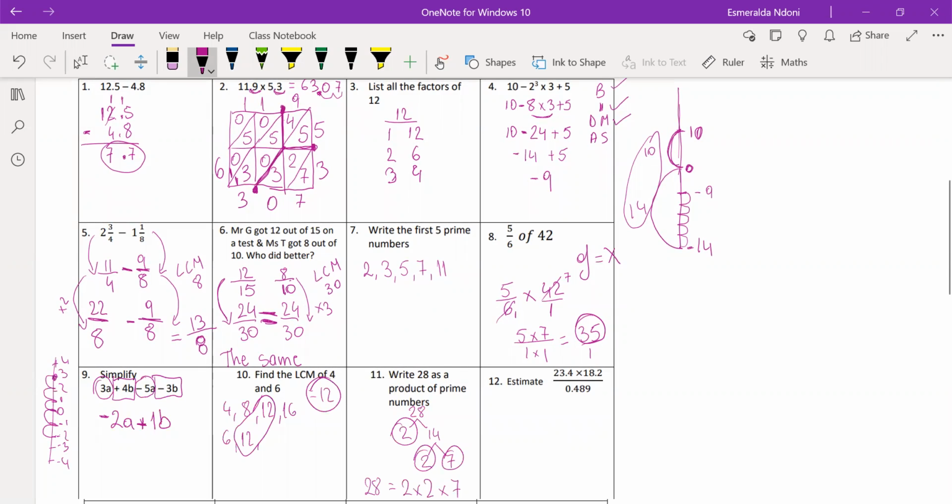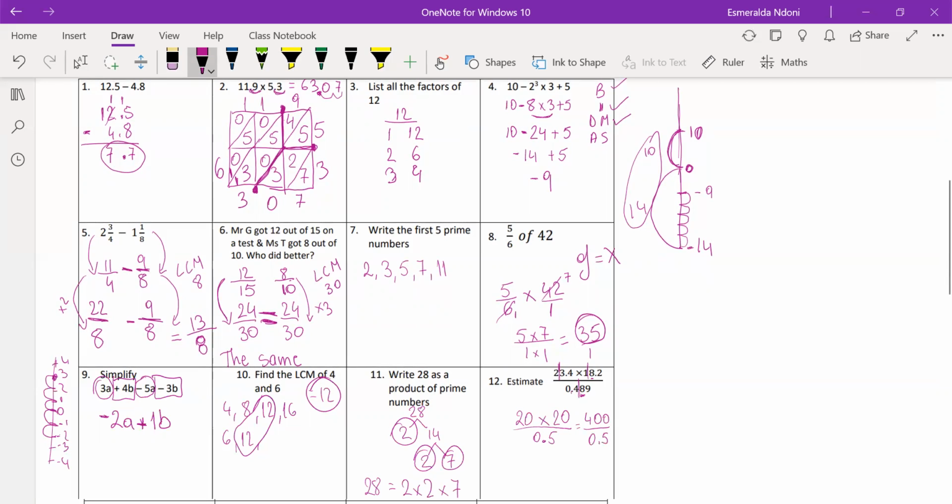And that's finished. With estimating, we need to round to 1 SF. So we're going to round to 1 SF. So that's 23, that rounds to 20, times 18.2, so that rounds to 20 again, over 0.48 to 1 SF. 0 is not a significant figure, so 4 is the next one. So that is an 8, it's too heavy. We'll change the 4 to make it a 5. I have 0.5. So I have 2 times 2 is a 4 and 2 zeros. 20 times 20 is 400.